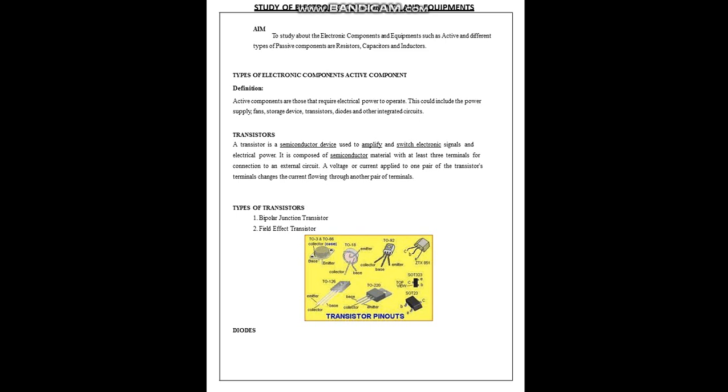The three pins are base, emitter and collector. A voltage or current applied to one pair of the transistor's terminals changes the current flowing through another pair of terminals. The types of transistor are bipolar junction transistor and field effect transistor.